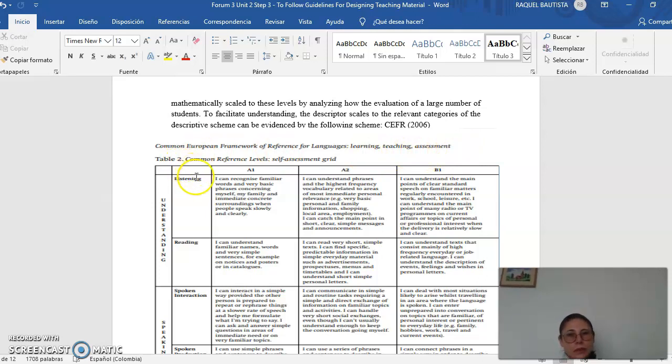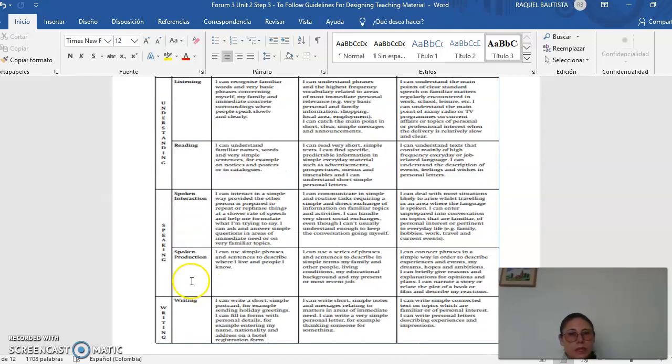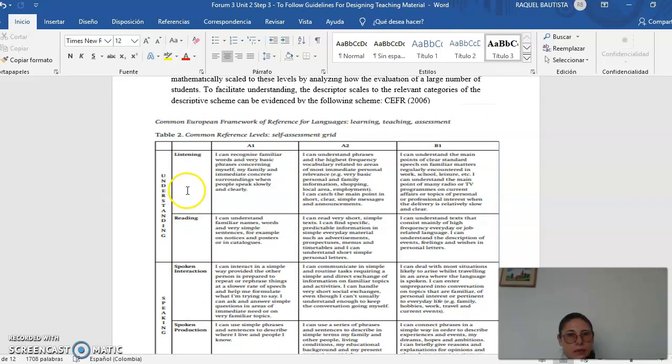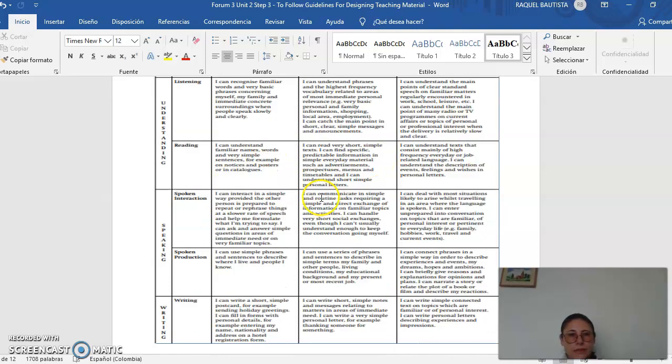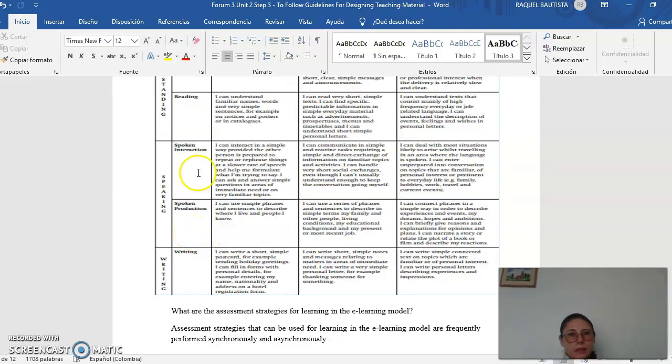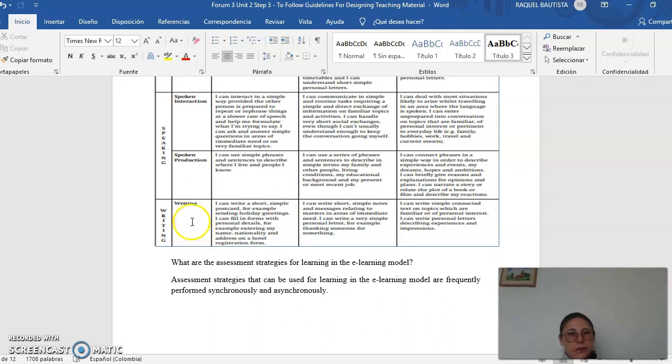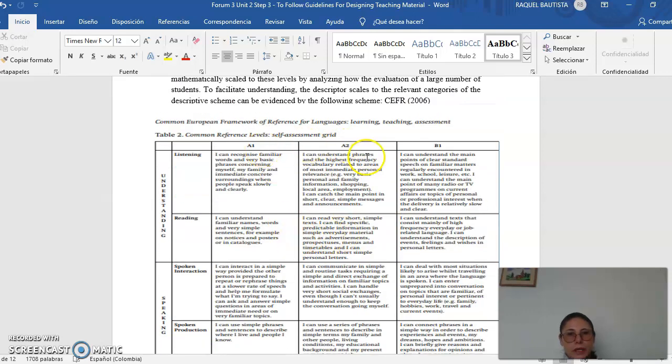According to this table, the common reference levels self-assessment is related to understanding, speaking, and writing. The categories of understanding are listening and reading in the levels A1, A2, and B1. Related to speaking, the categories are spoken interaction and spoken production. And finally, writing, according to the levels B2 and B1.